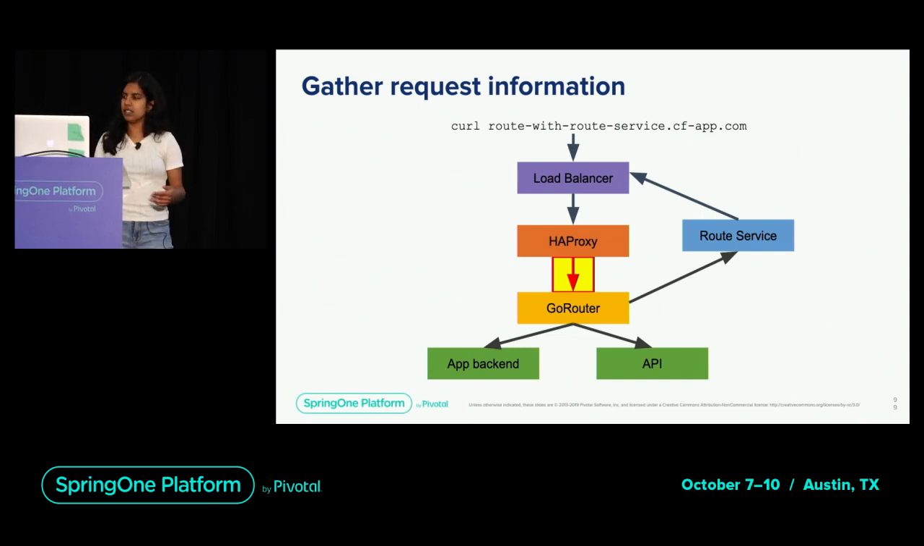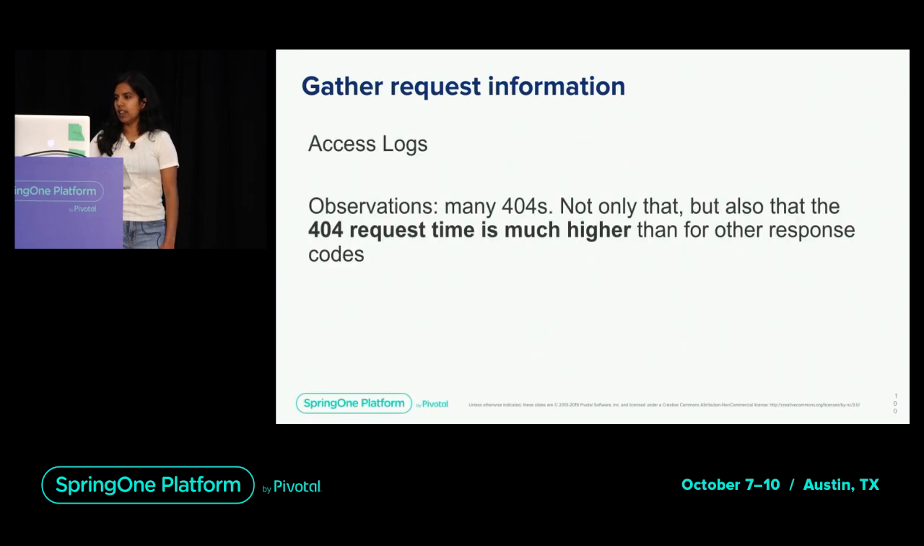And since this arrow is concerned with requests going into the GoRouter, its access logs can provide us more information about the requests themselves. And from the access logs, we observed many 404s. Not only that, but the 404 request time was much higher than that for other response codes. And so this also fits what we've learned in the problem statement, our observation that only some of the requests are bottlenecking.